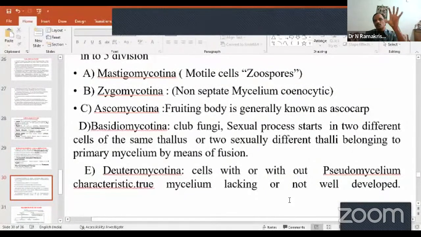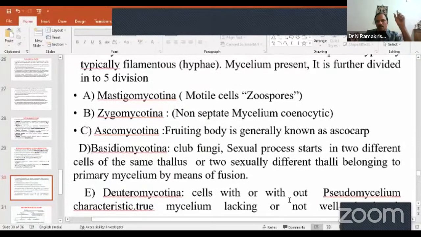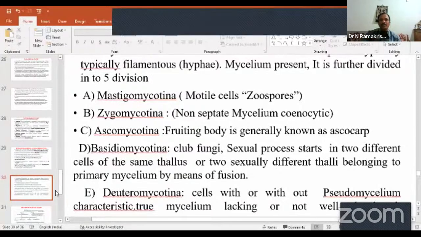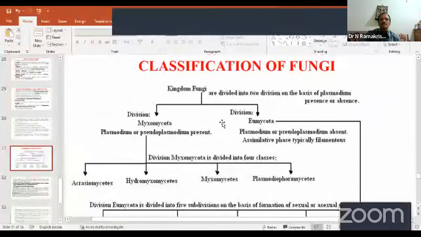This is a most important examination question: classification of Eumycota. Describe the Eumycota fungi, or classify fungi according to Ainsworth. Now you see this is a flow chart. The kingdom is divided based on Plasmodium: one is Myxomycota, second is Eumycota. In Myxomycota, Plasmodium or pseudoplasmodium is present; in Eumycota, it is absent, and the assimilative phase is filamentous. And Myxomycota again has four types.